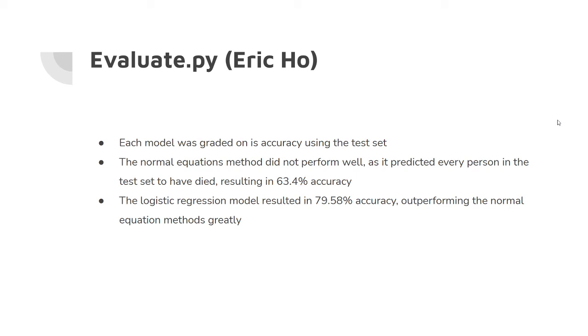And now moving on to my contribution to the project, I created the evaluate.py file, where I evaluated the models created from train.py and used the test set created in the beginning, the 20% test set, and graded the accuracy of each model. And the normal equations model seemingly performed okay with a 60% accuracy, but I'll explain why this was really bad and it did not perform well in the next slide. The logistic regression model resulted in an almost 80% accuracy, which far outperformed the normal equations method.